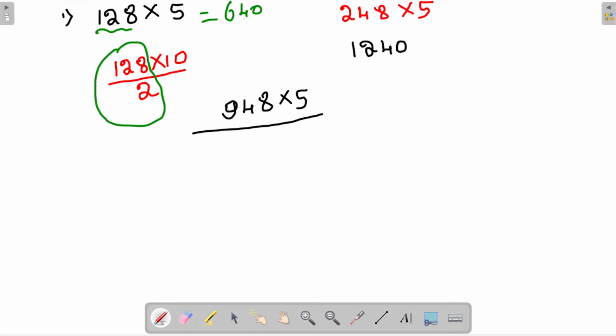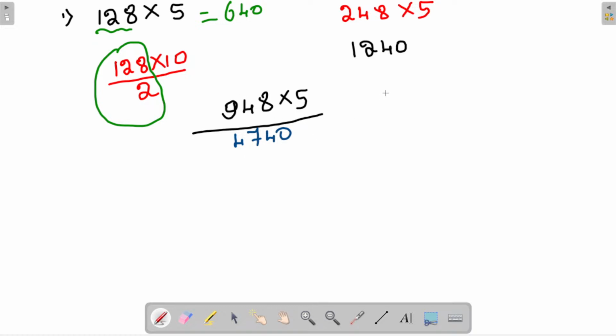Whenever you feel difficult in mind calculation, use the splitting method. Can I write this number in my mind as 900 plus 48? That I will use in my mind. Half of 900 is 450. Half of 48 is 24. Then 450 plus 24, 474, into 10. Always you have to use that. 4740. Whenever you feel difficult, use the splitting method.